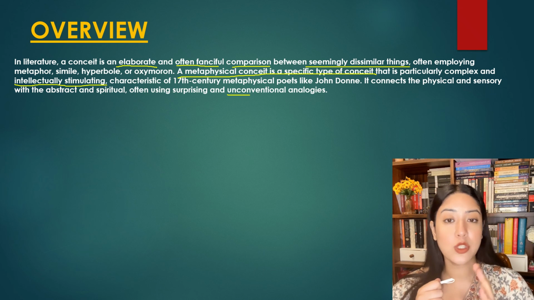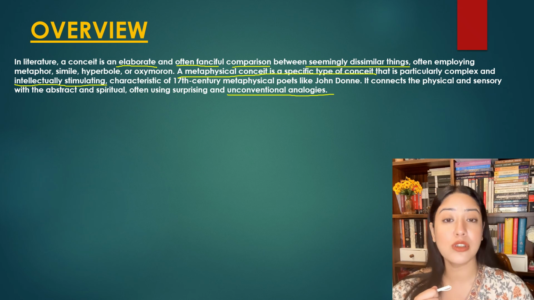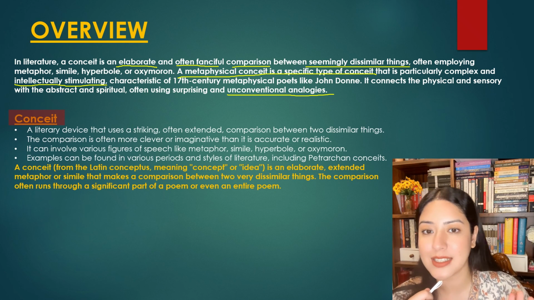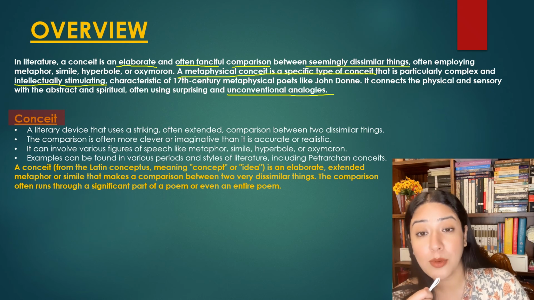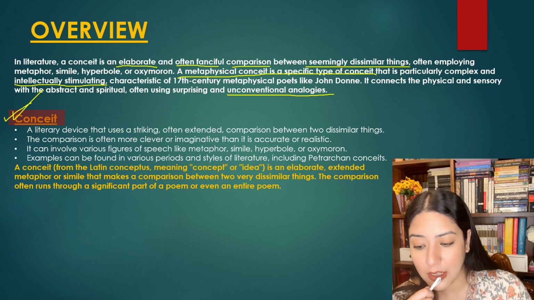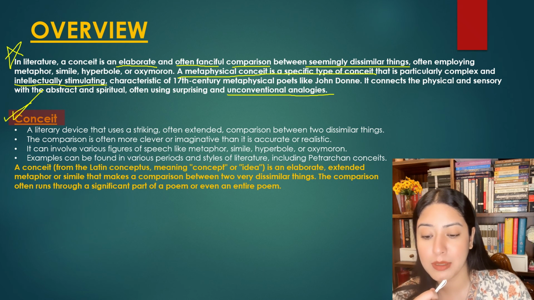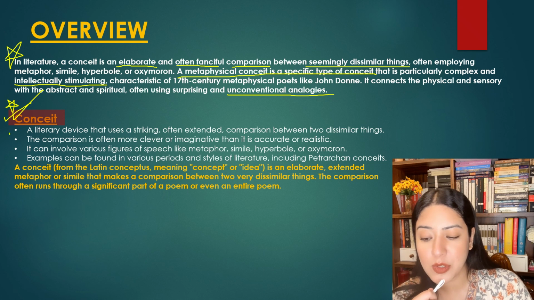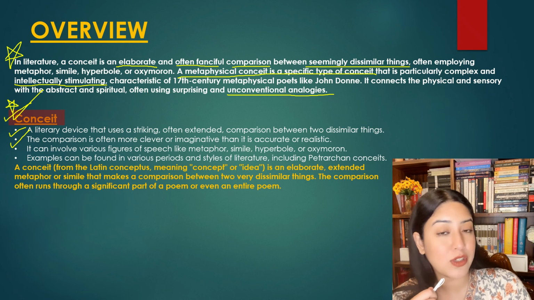So I hope that this overview is done. We're going to look at what does conceit actually mean. Then we're going to look at the characteristics of metaphysical conceit. So what is a conceit? It is a literary device that uses a striking, often extended comparison between two dissimilar things. Clear? The comparison is often more clever or imaginative than it is accurate or realistic.